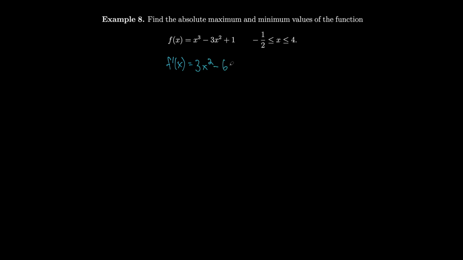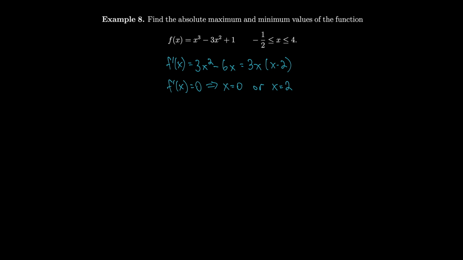So we get 3x squared minus 6x. Well, that's 3x times x minus 2. Okay, so the derivative is 0 means that x is 0 or x is 2. And those are our critical numbers. Notice that this function is defined everywhere. It's a polynomial. There's nothing to divide by 0 and mess everything up. So we don't really have to worry about where the derivative is undefined.